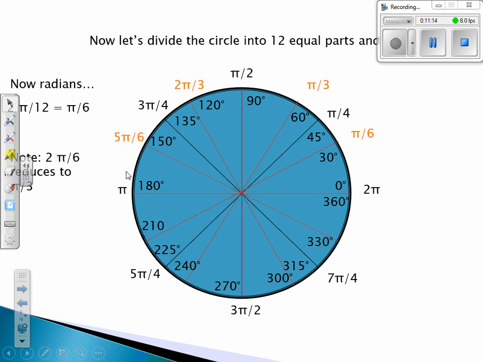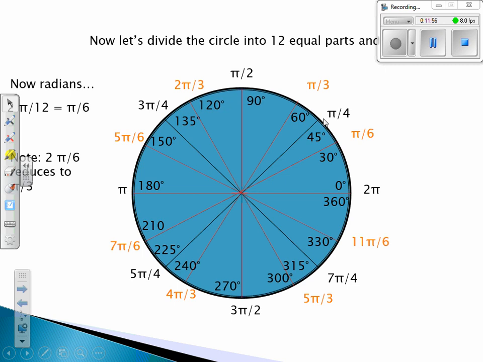5 pi over 6, 6 pi over 6, which is just pi. 7 pi over 6, 8 pi over 6 reduced. 9 pi over 6, 10 pi over 6, 11 pi over 6, and this last one would be 12 pi over 6, which once again is 2 pi. By doing that, we have now collectively filled in our entire unit circle. The degrees, pretty intuitive. The radians, not so much, but it's not too bad if you tackle it with 8 parts, do that in one color with a highlighter, and then do 12 parts with a different color, and just do this until you get all the way around.